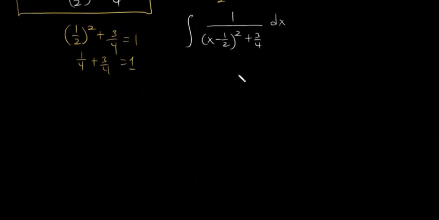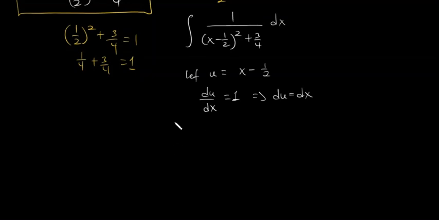Okay, so now you are going to do a substitution here. Let u be equal to x minus 1 over 2. Now we differentiate u. We are going to have du/dx. The derivative of x gives us 1, and the derivative of minus half gives us 0, because it is a constant. So at the end, du will be equal to dx.